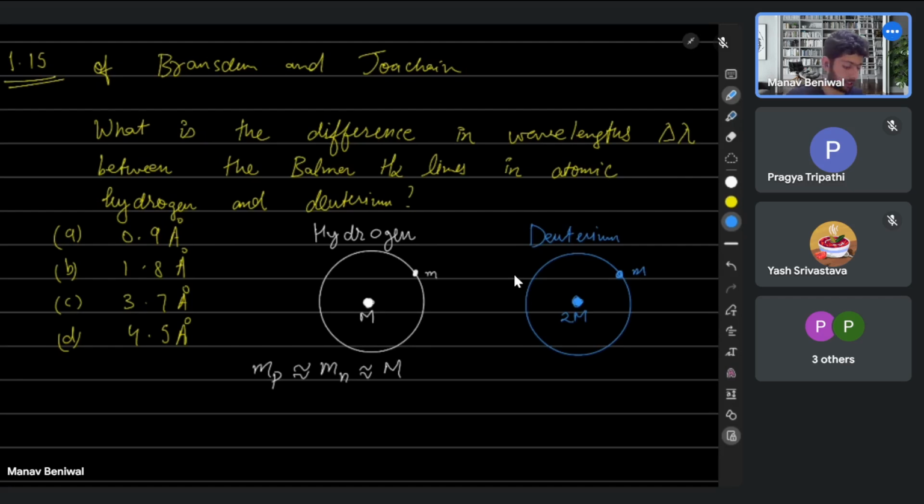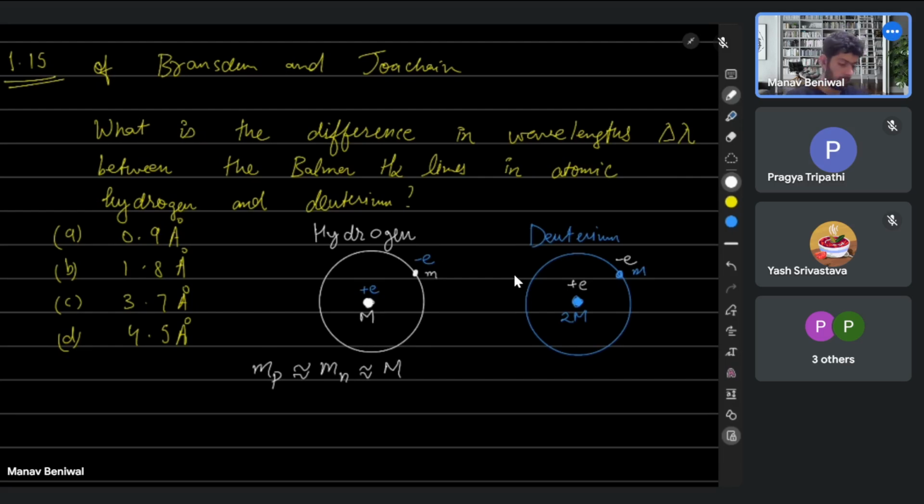Note that the charge is still plus e and minus e, and here also you have plus e charge and minus e charge. So the charge is balanced. Both atoms are neutral. Only the difference comes in when you consider the mass of your nucleus, right? So in case of deuterium, now the mass of your nucleus is 2 times.